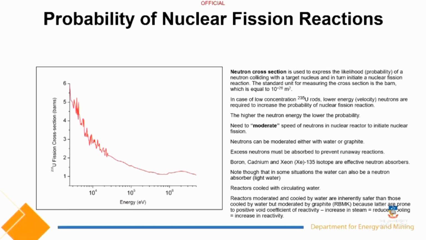Now reactors moderated and cooled by water are what we call inherently safer than those cooled by water but moderated by graphite, such as the RBMK reactor, which is the one that was at Chernobyl. The reason being is if you lose your water, say you lose your pumps, there's nothing to moderate the neutrons, so they'll just shoot past the atoms and the reaction will die. You'll get into this zone here.